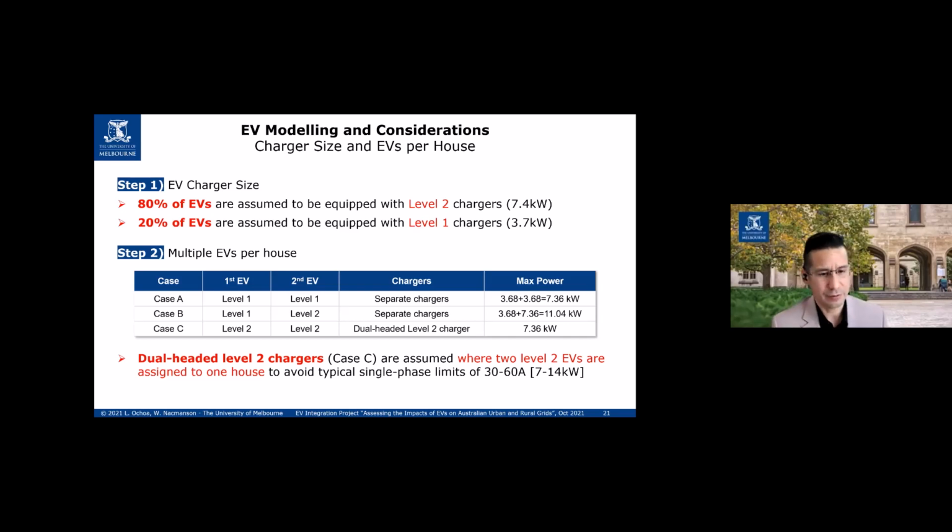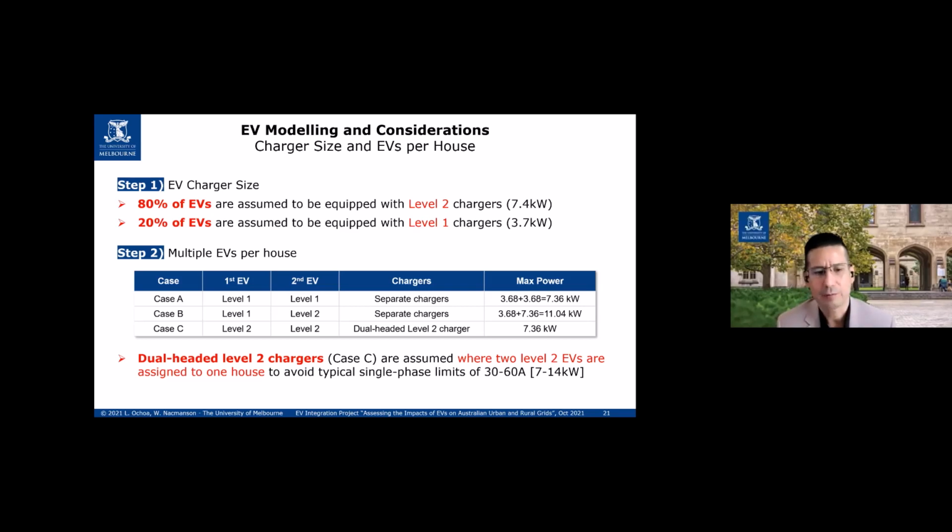If a house is going to have a second electric vehicle and you're using level 1 and level 1, that's okay, because 7 kilowatts might be acceptable to install. Distribution companies will say okay, because it's not that much. Having one level 1 and level 2 might still be acceptable, but having two level 2, which is 7 plus 7, 14 kilowatts, is unlikely to be acceptable by distribution companies. So you cannot install that.